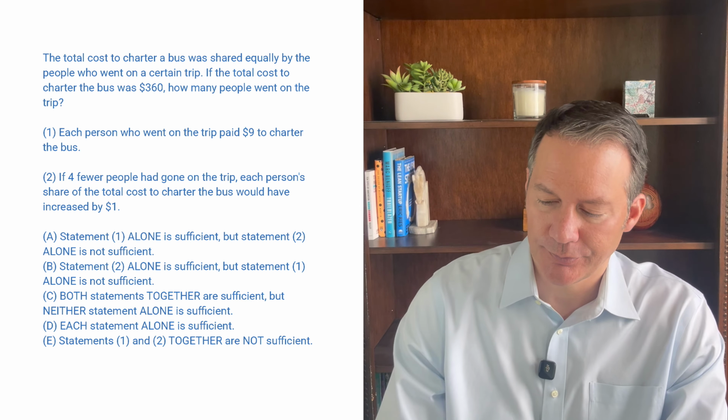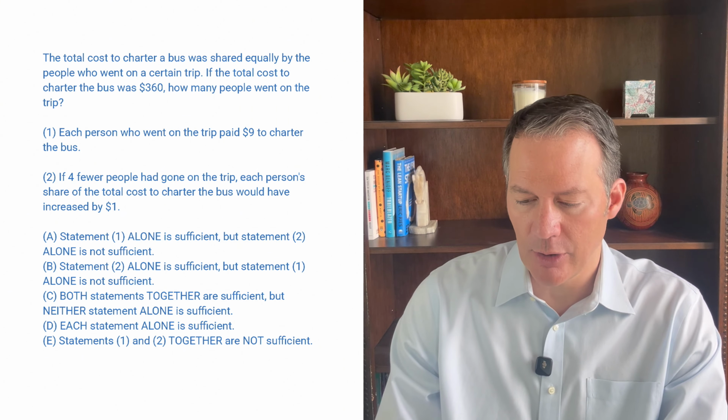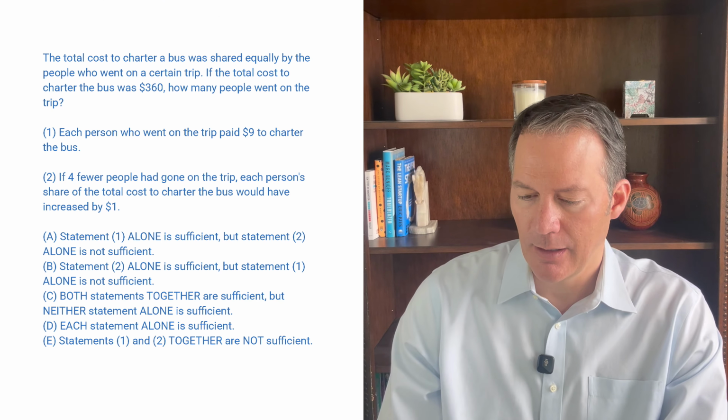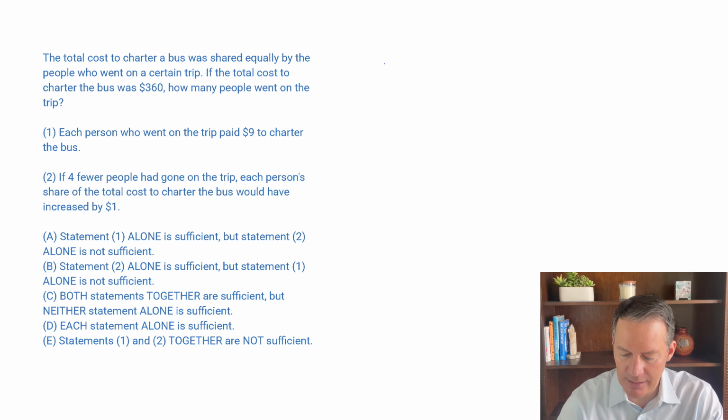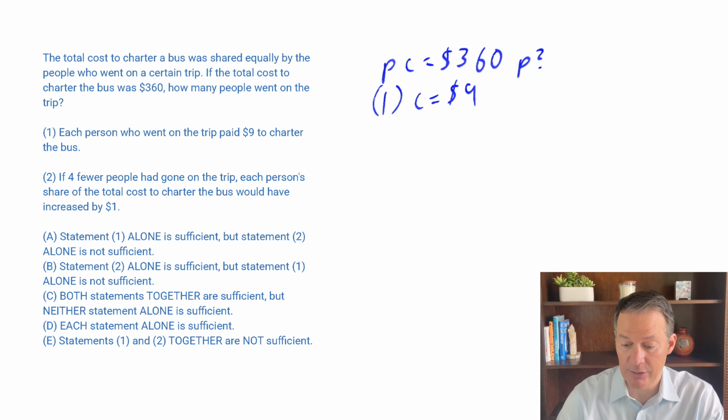Let's take a look. The total cost to charter a bus is shared equally by the people who went on a trip. The total cost was $360. We can represent that pretty simply by saying number of people times the cost equals $360, and it's asking for the number of people. Okay, so far so good, right? Statement 1 tells us each person paid $9, so the cost is simply $9. We can plug that into our equation, and we know that 9p equals 360, and we can solve.